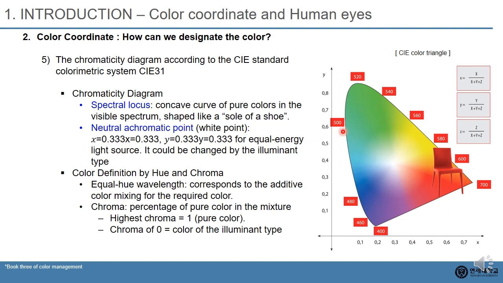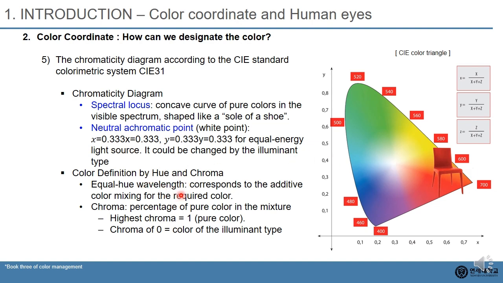Concave curve of pure colors in the visible spectrum, shaped like the sole of a shoe. Neutral achromatic point here, the white point, x is 0.33 and y as well for equal energy light sources. It could be changed by the illuminant type of the source. Color definition by hue and chroma.